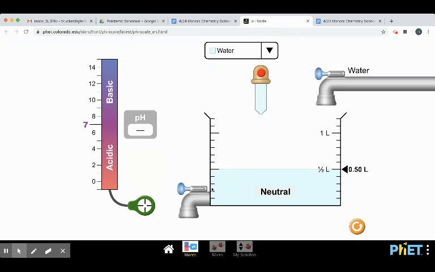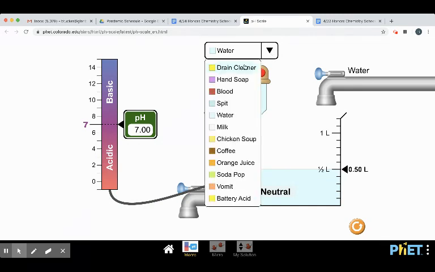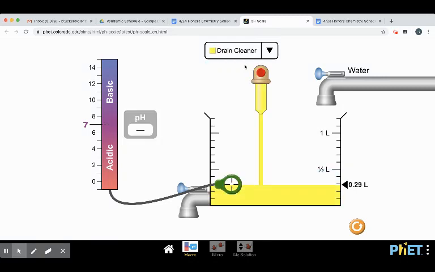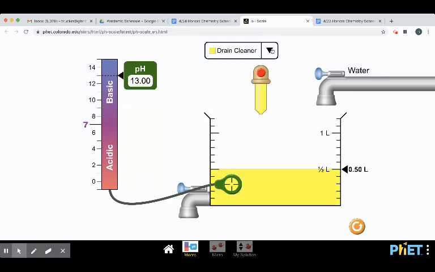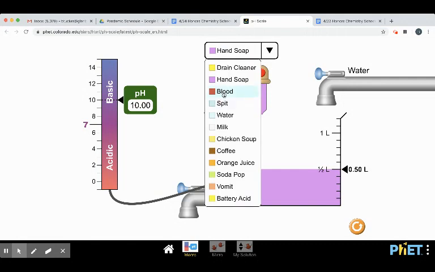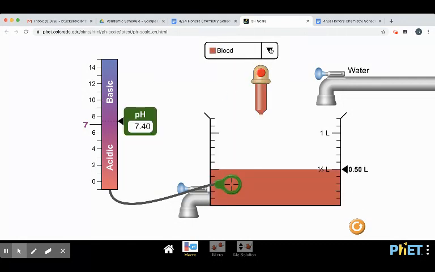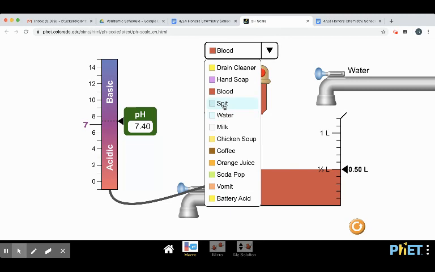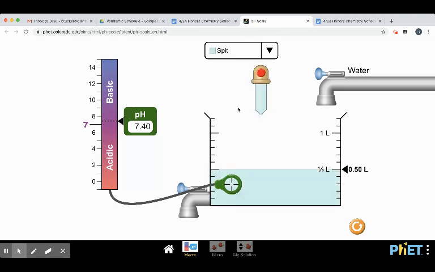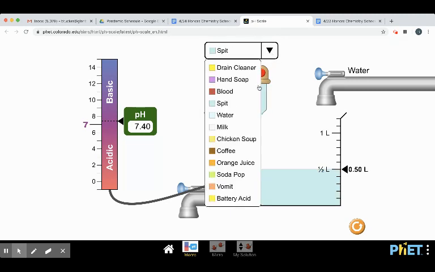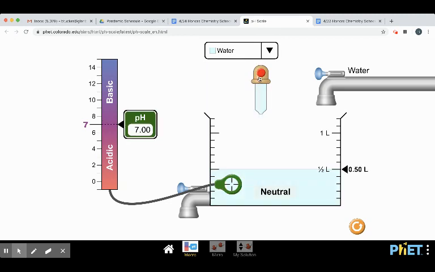What we see is our little solution here. We've got this magic little pH meter that we can shoot in there, and a little drain and some water. So let's start by checking out the pH of some of these substances. We've got drain cleaner here, pH 13. Some hand soap, pH 10. Blood, 7.4, slightly basic. Awesome, we got spit. That's what I was hoping to measure the pH of. Spit, pH 7.4. We have water, pH of 7.00.